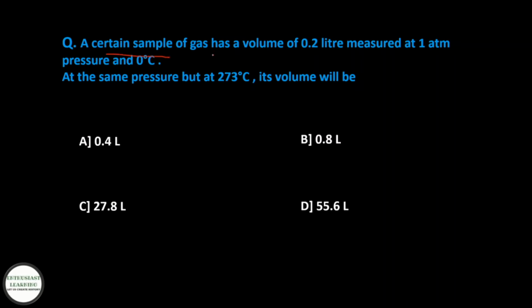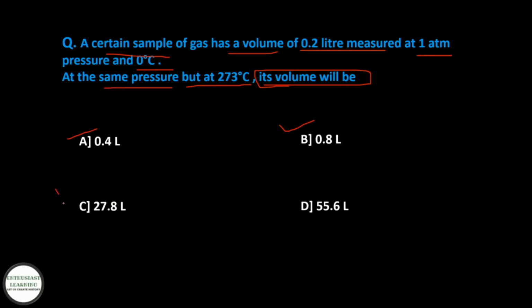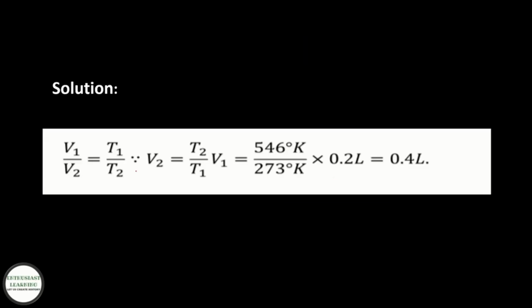A certain sample of gas has a volume of 0.2 liter measured at 1 atm pressure and 0 degree Celsius. At the same pressure but at 273 degrees Celsius, its volume will be: A, 0.4 liter; B, 0.8 liter; C, 27.8 liter; and D, 55.6 liters.